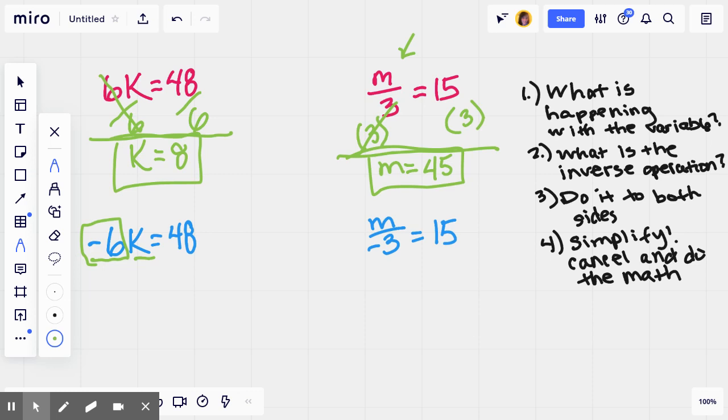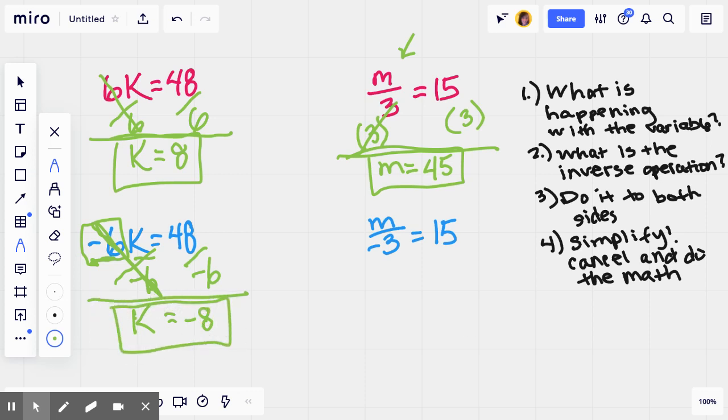Okay? So let's look up here. It says, what is happening with the variable? Well, we just pointed out that negative 6 is multiplying by k. What's the inverse operation? Well, the inverse of multiplication is division. So I'm going to divide, and I'm going to be careful to divide by negative 6 on both sides. Okay, the last thing says simplify, cancel it out, and do the math. So these negative 6s are going to cancel out. I'm going to bring down my k. 48 divided by negative 6 is negative 8. And there we go.